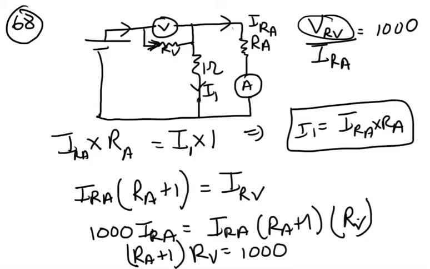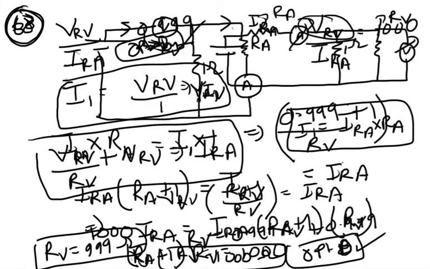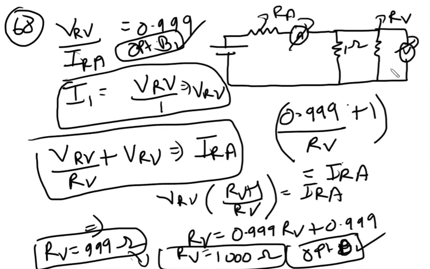After this, we go on to the second diagram, where we get a much better picture. In the second diagram, the voltmeter is connected in parallel to RV and parallel to 1 ohm. So the voltage across 1 ohm is the same as the voltage across RV. So the current across 1 ohm will be V RV by 1. That current, V RV by 1, plus the current across RV. What is the current across RV?